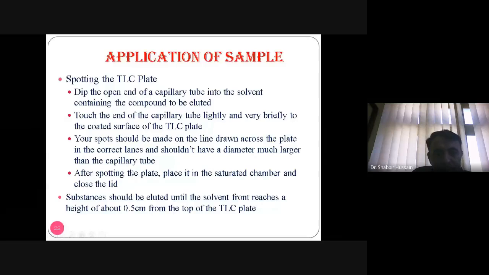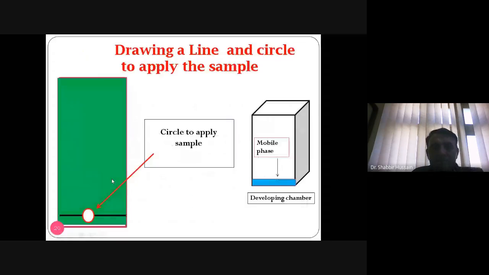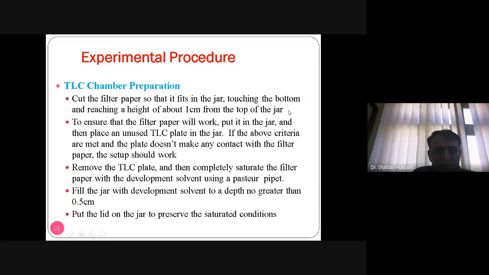After spotting the plate, place it in the saturated chamber and close the lid. इसके बाद आपने ऊपर से इसका lid जो है वो आपने बंद करना है, ठीक है?